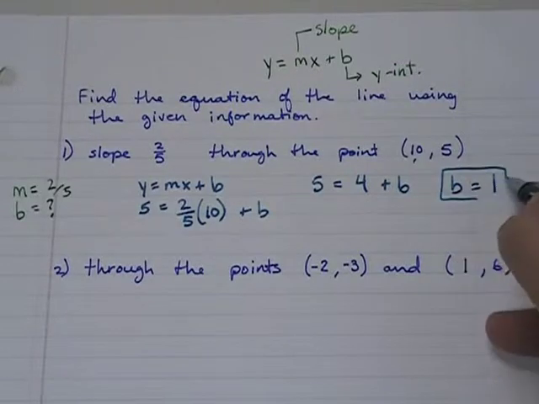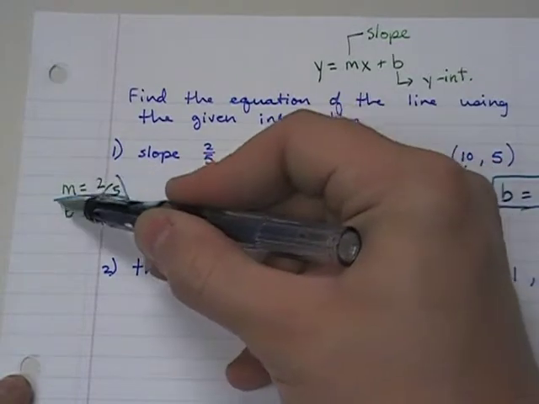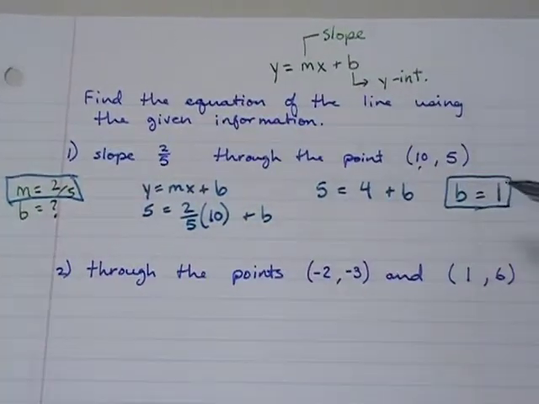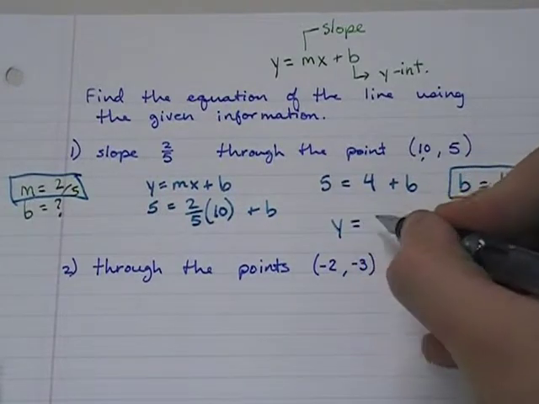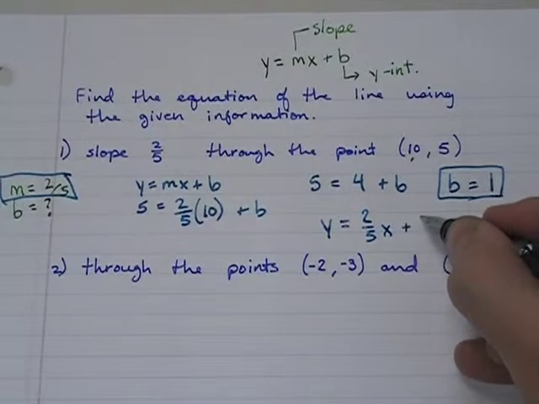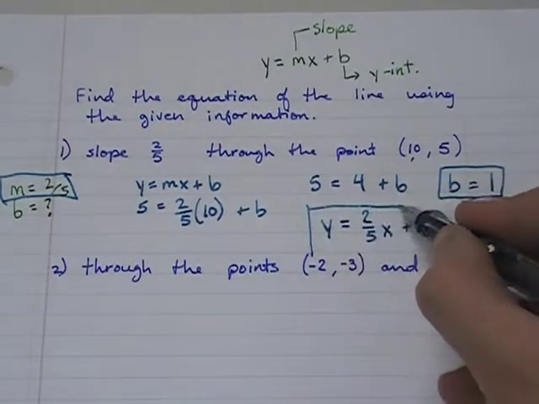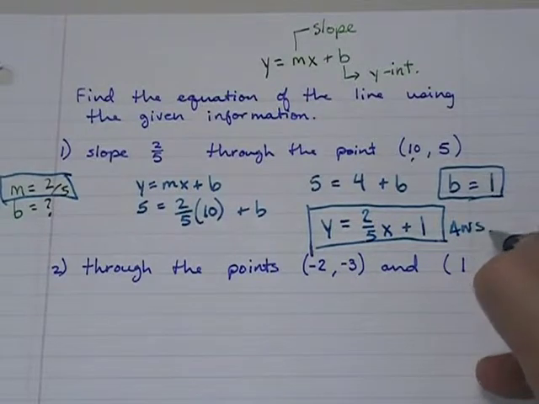Well, now, if you know m, which was given, and you know b, you can write the equation. Y equals 2/5 x plus 1. And this is the answer that they're looking for. Okay?